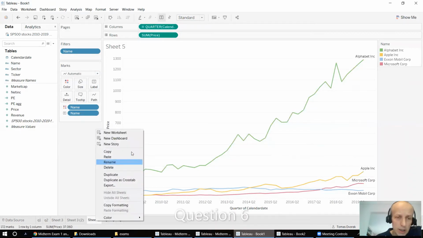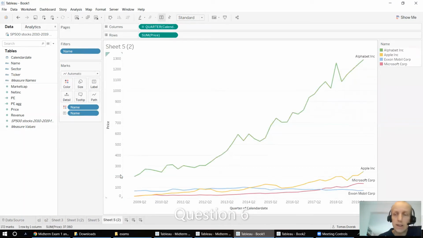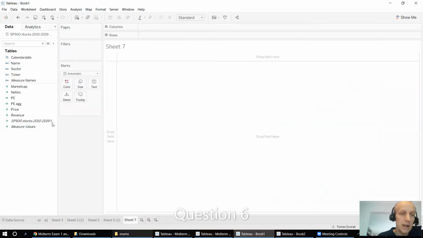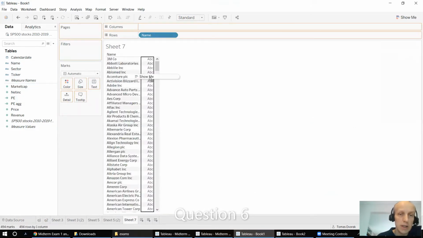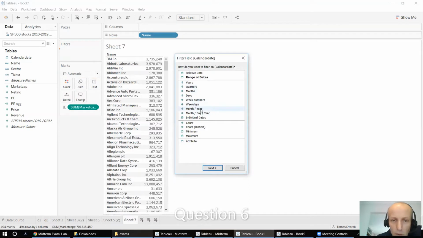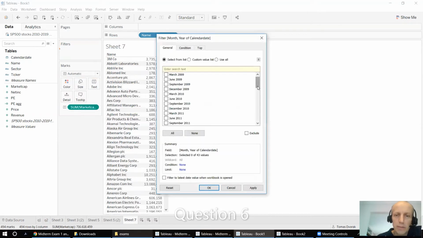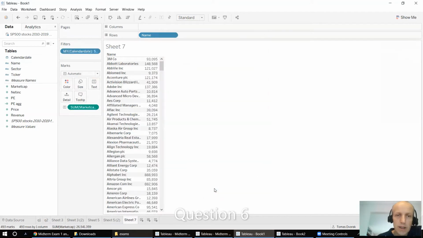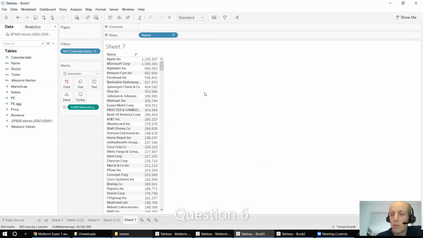All right, well, the next question, let's duplicate this again, asks us to do the same thing, but not do it for the top 4 companies by market cap across the entire time period, but rather across market cap as of September 2019. So for that, we actually need a little helper sheet here where let's put the companies and their market cap in a table. And let's now filter just for September 2019.